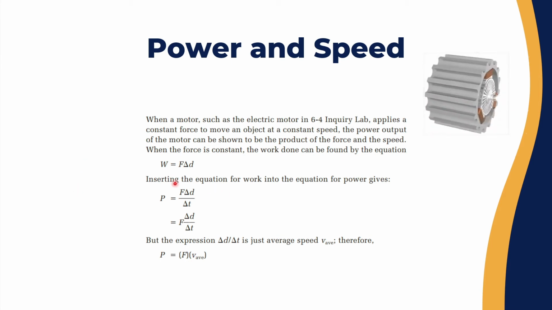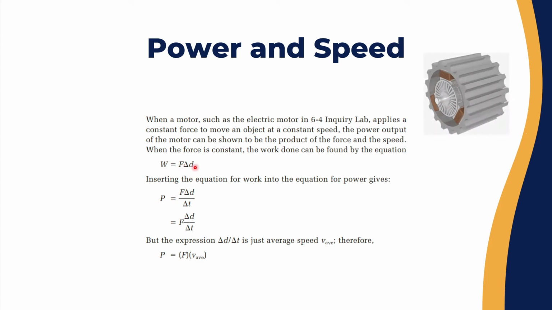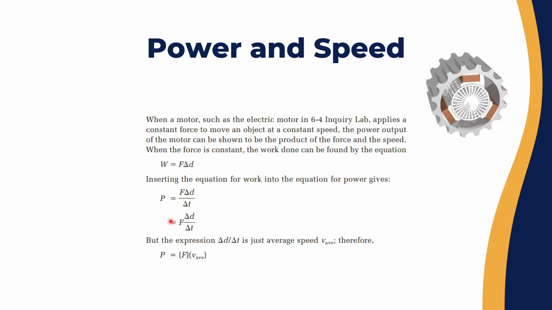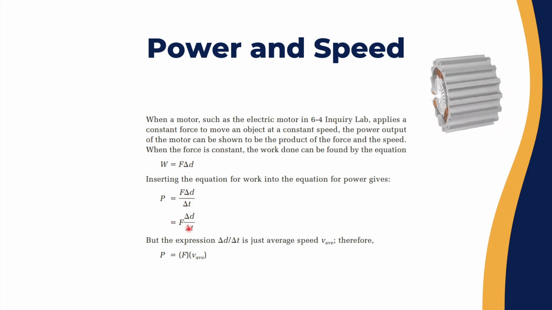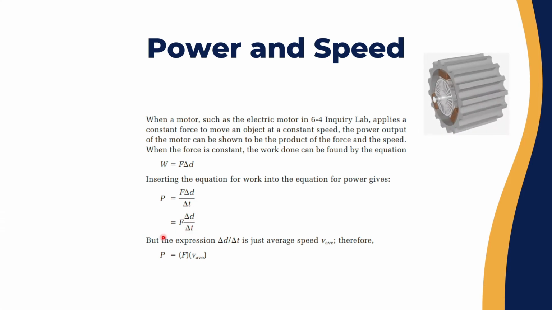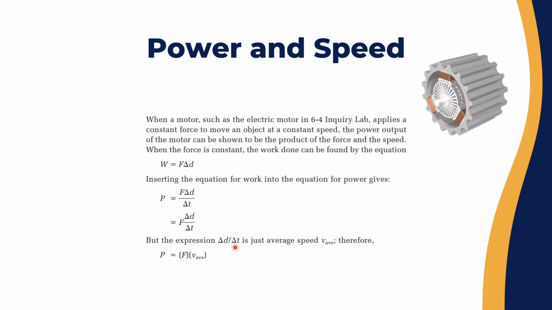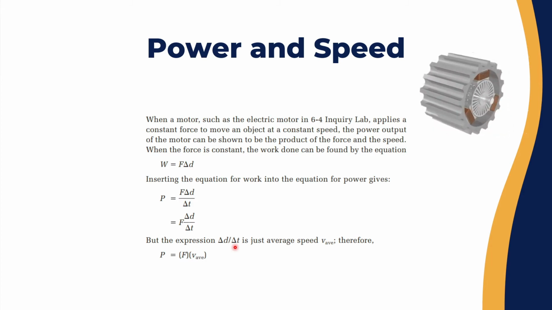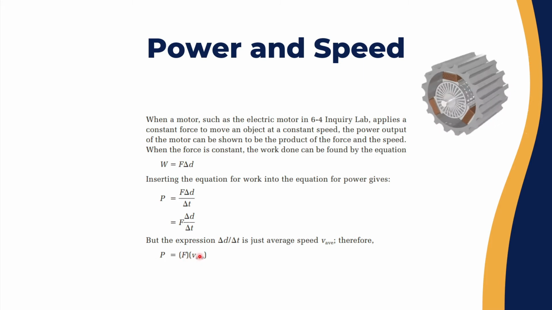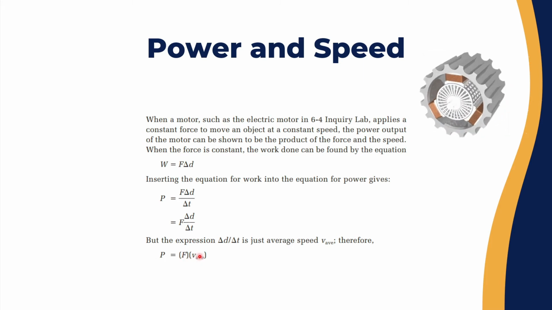D. And we know P equals W over delta T. Instead of W, we use F delta D over delta T. That would give you power equals force times delta D over delta T. We know delta D over delta T is V. So the expression for delta D over delta T means specifically the average speed, V average. So P equals the force times the average velocity. So that's the relation between power and speed.